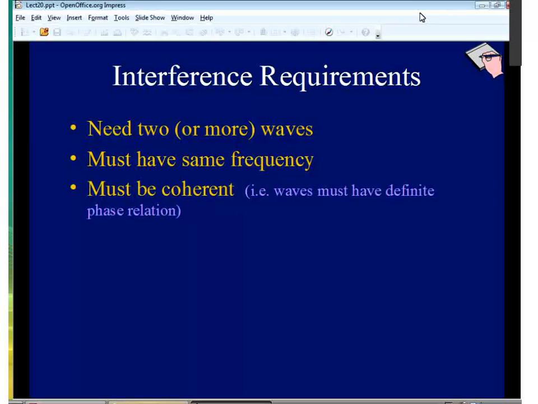A repeated pattern has to be there. For various points, either maximum support or maximum opposition, for various points, not just on one occasion or two occasions. So for this thing to happen for everybody, you must have the same angle difference. The sources must be coherent. The angle difference has got to be the same.